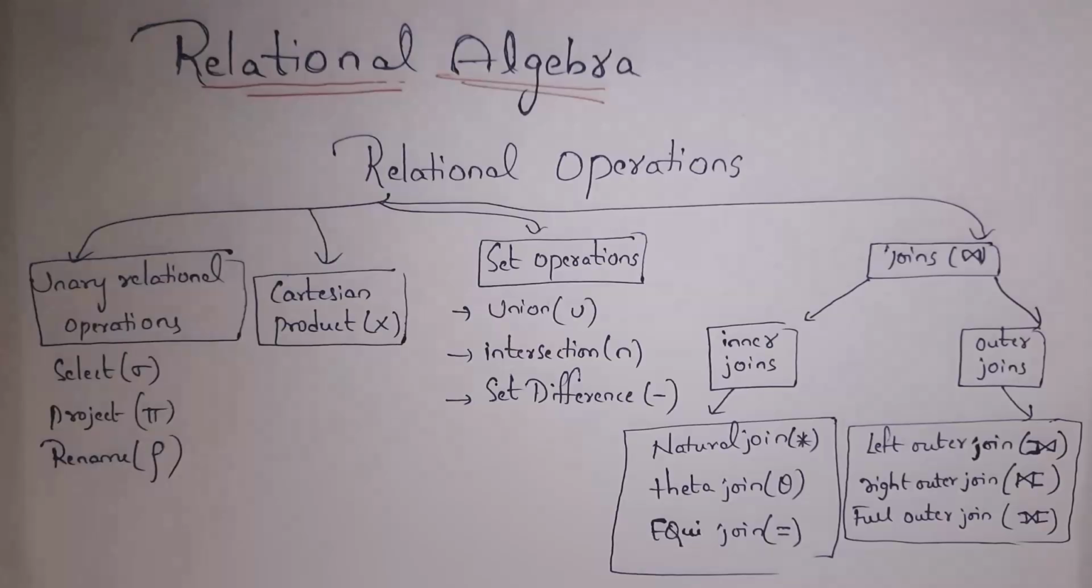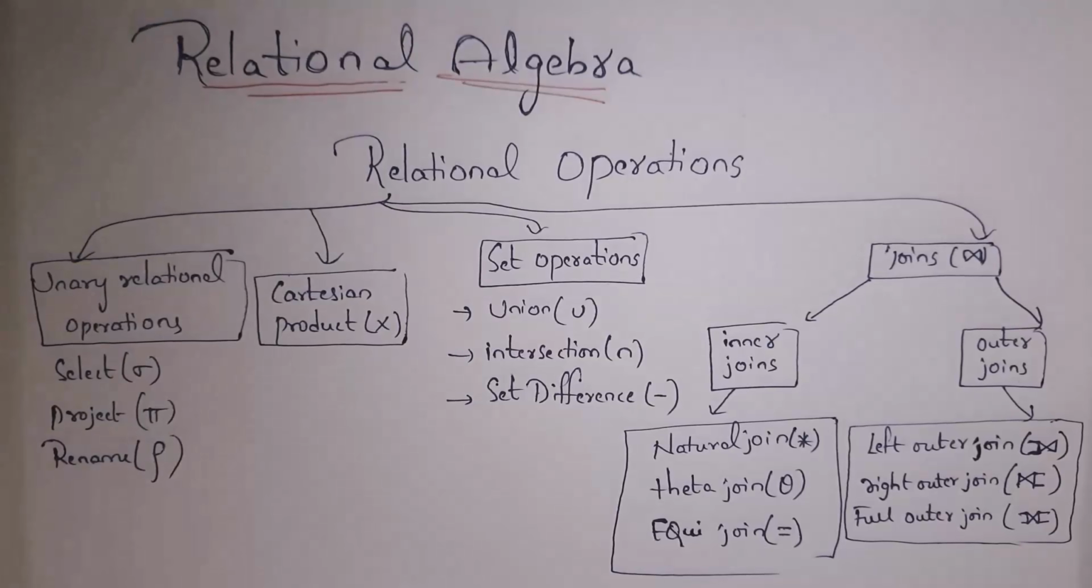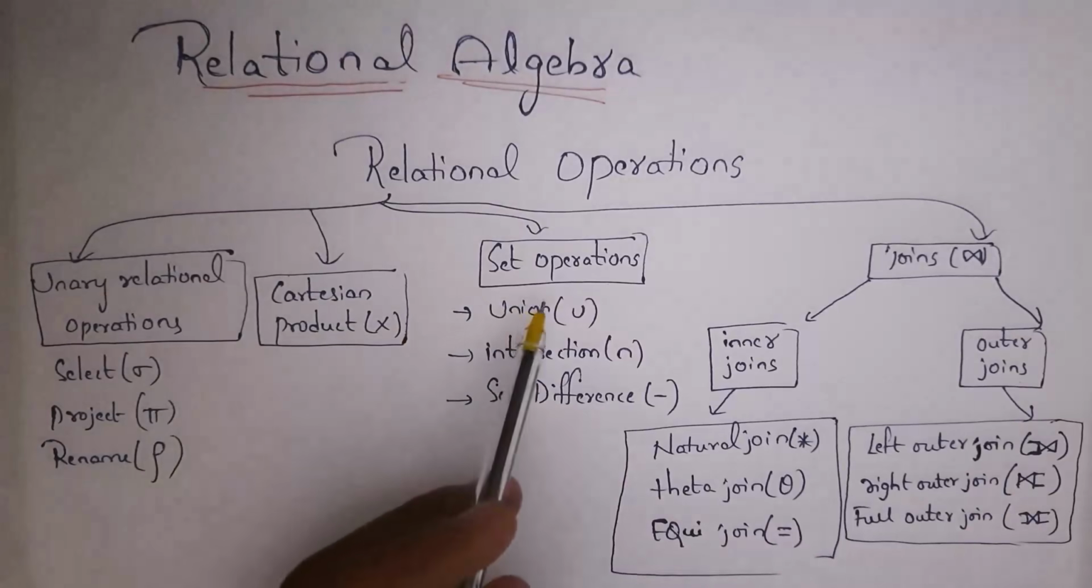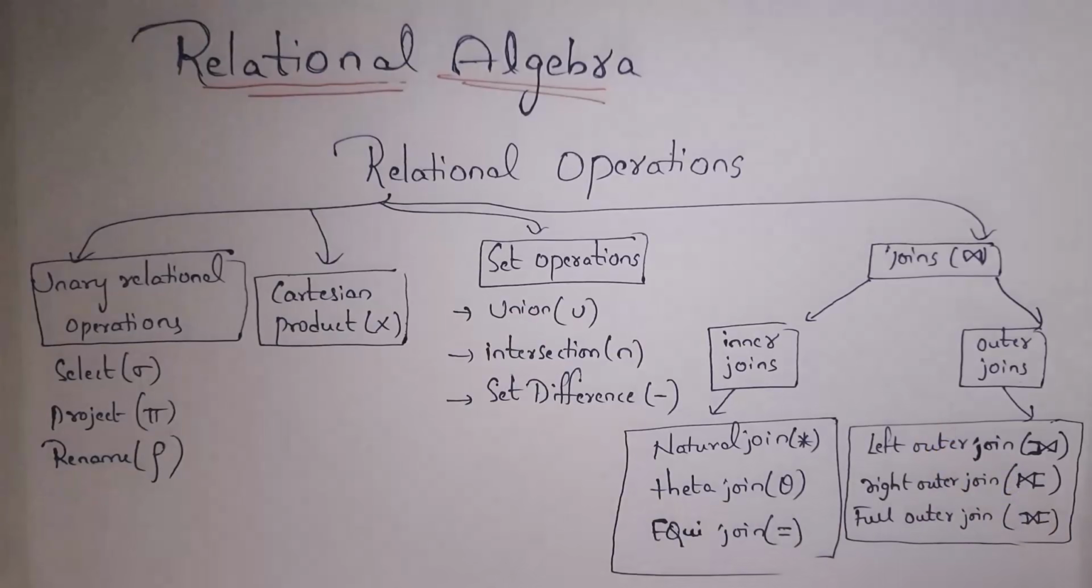Next I will explain set operations. Total there are three set operations. They are union, intersection and set difference. I will explain each of them by giving example. Cartesian product, set operations and joins are performed on multiple tables. So we can also call Cartesian product, set operations and joins as binary relational operations.